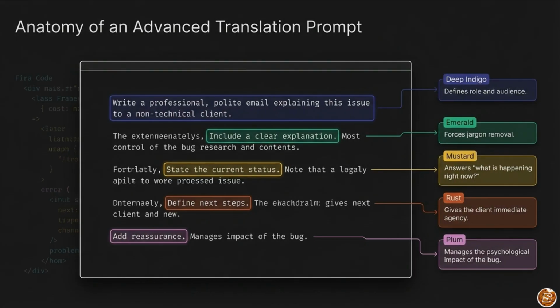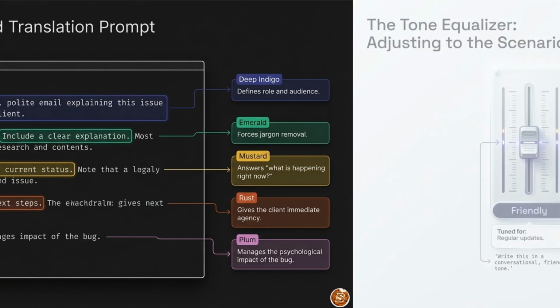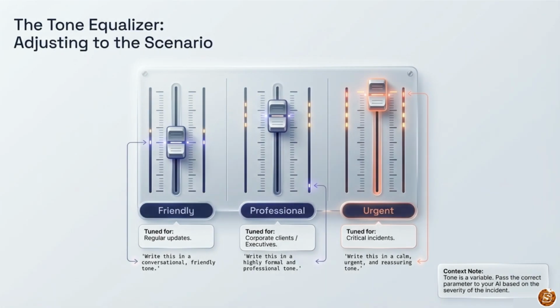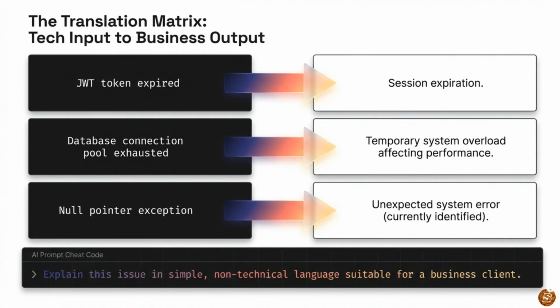An effective translation prompt has a clear anatomy. Define the role and audience, force the removal of jargon, state the current status, define next steps, and add reassurance. Use a tone equalizer to adjust your output. Choose between friendly for regular updates, professional for executives, or urgent for critical incidents to ensure the tone matches the scenario.